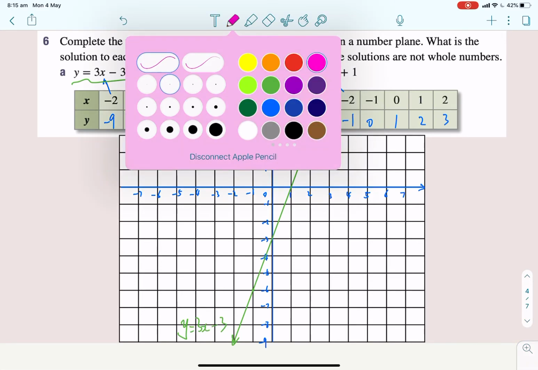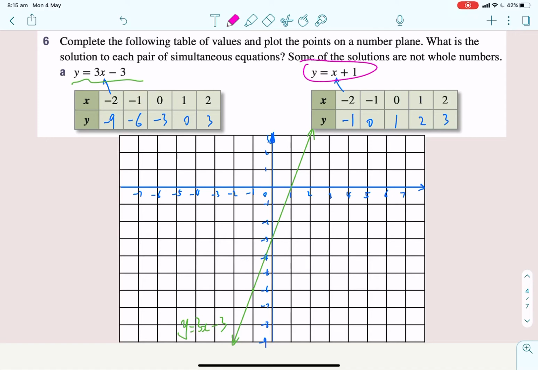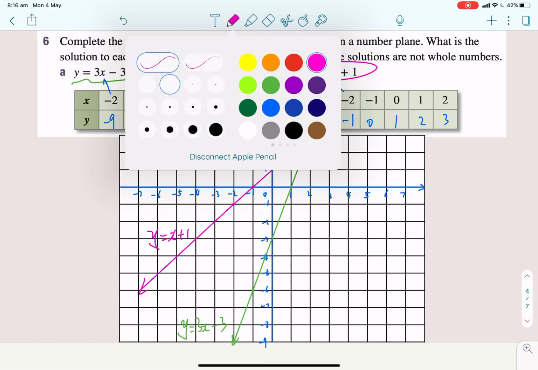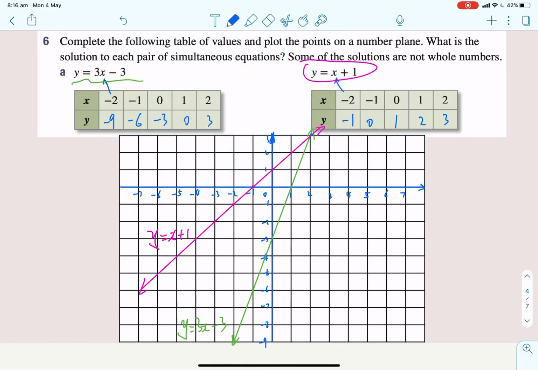The second one I'm going to do in pink again. This one's pink: (-2, -1), (-1, 0). So it looks like it's going this way. Okay, so it's y equals x plus 1. Now, we can find the point where they intersect. So what's the coordinate? (2, 3).